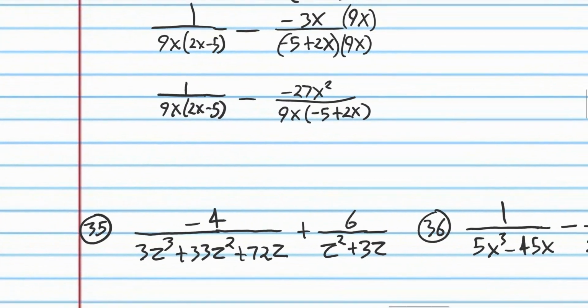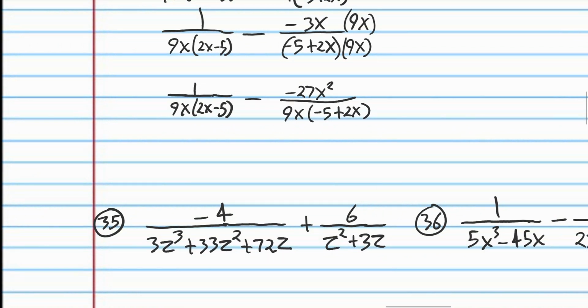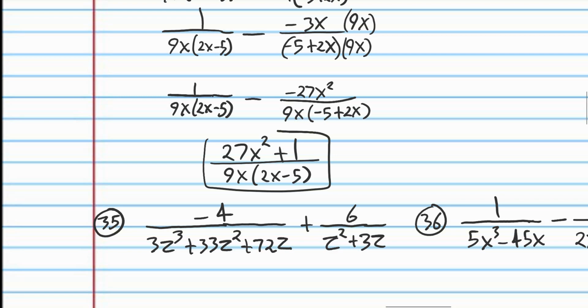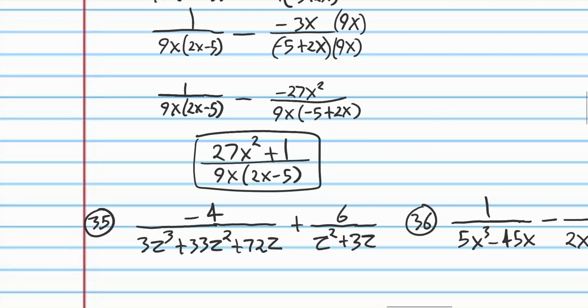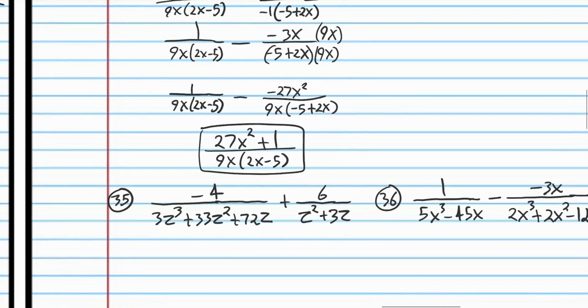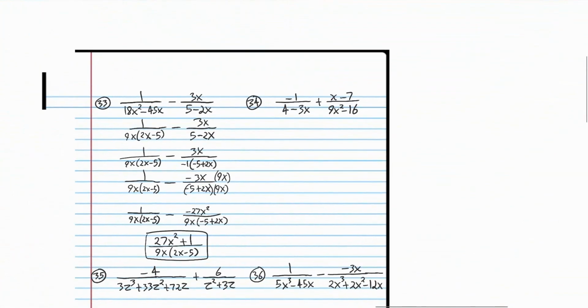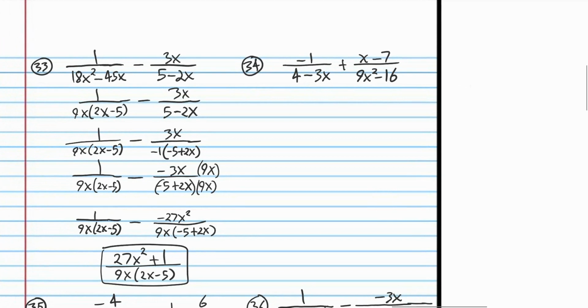So now we're ready to combine. This is a negative 27x squared, but you're subtracting it, so it becomes positive 27x squared. And this would just be positive 1. So that was a challenge problem. All right, so number 34 is going to be similar to 33. You're going to have to use the negative 1 rule. So try number 34. When you come back, we'll do it together.